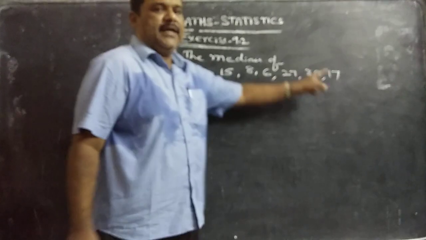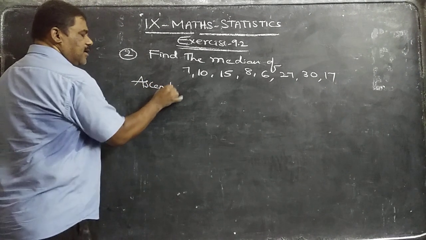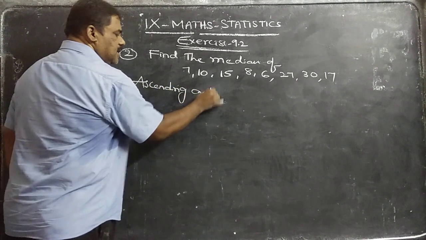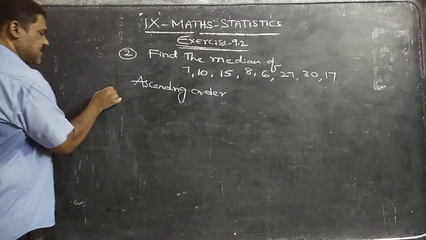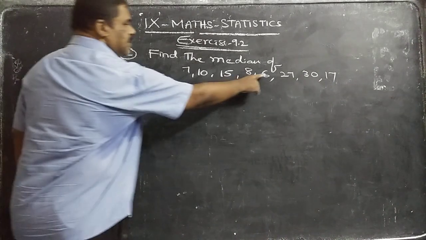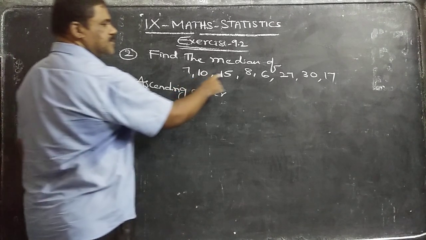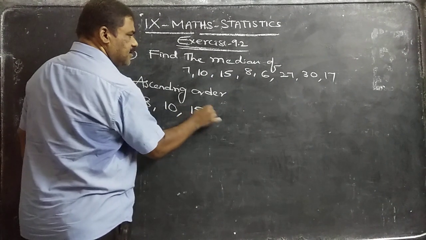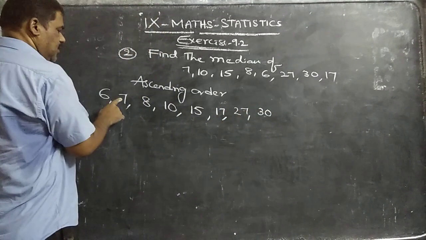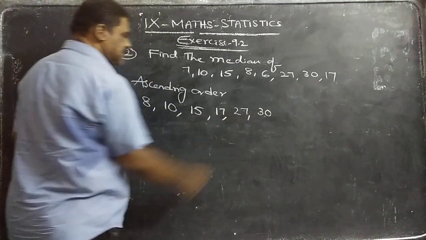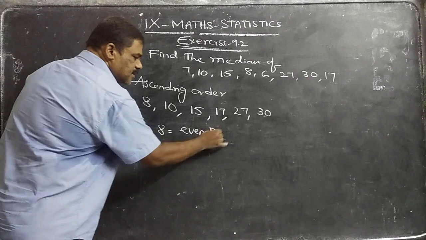This is an ungrouped data. Now we should write the median. So to write the median, first you should write in ascending order. Ascending order of the given observations you have to write. Here the least one is 6. Next 7, 8. Next 10. Next 15, 17, 27, 30. 1, 2, 3, 4, 5, 6, 7, 8. The number of observations here is 8. 8 is an even number.